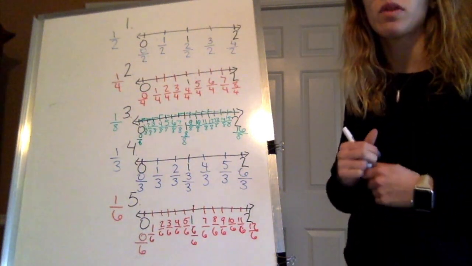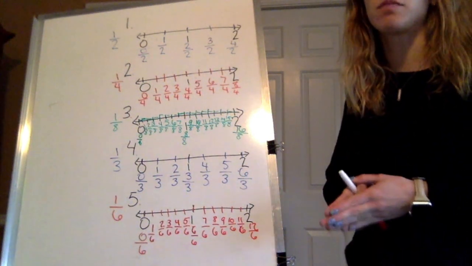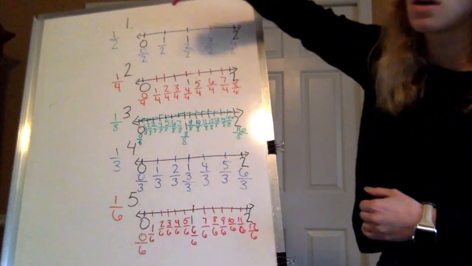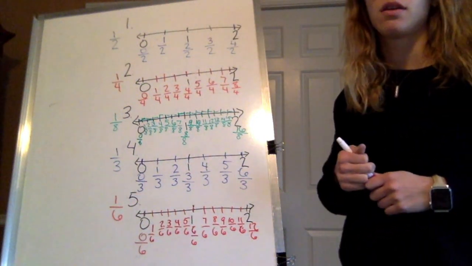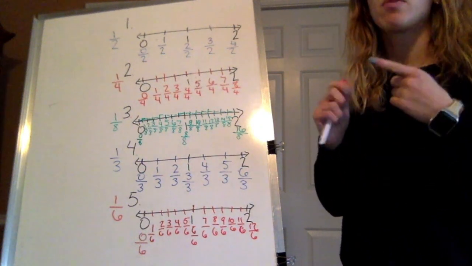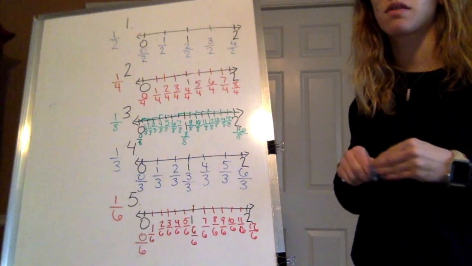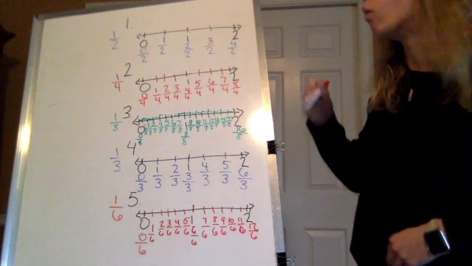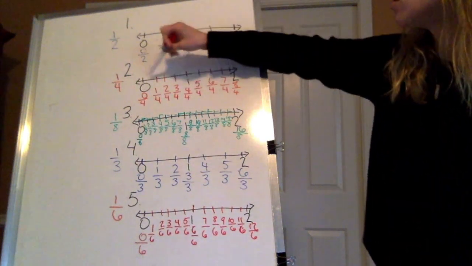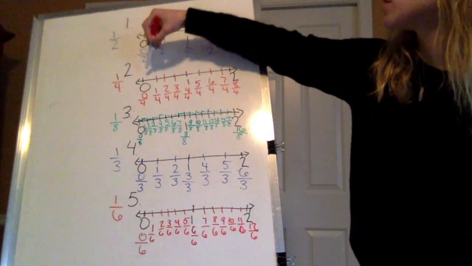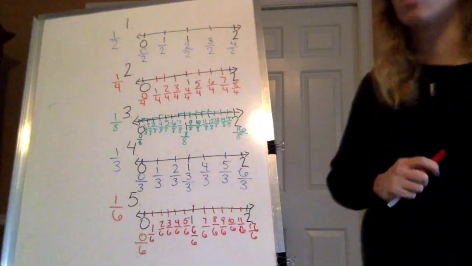Are there other fractions marked halfway between 0 and 1 on the number lines that you divided into fourths, eighths, thirds, or sixths? I want you to pause me and think about what other fractions that you broke up were halfway between 0 and 1.